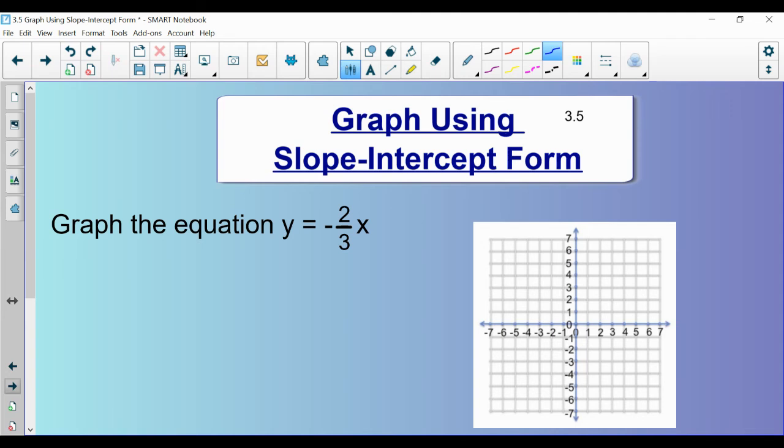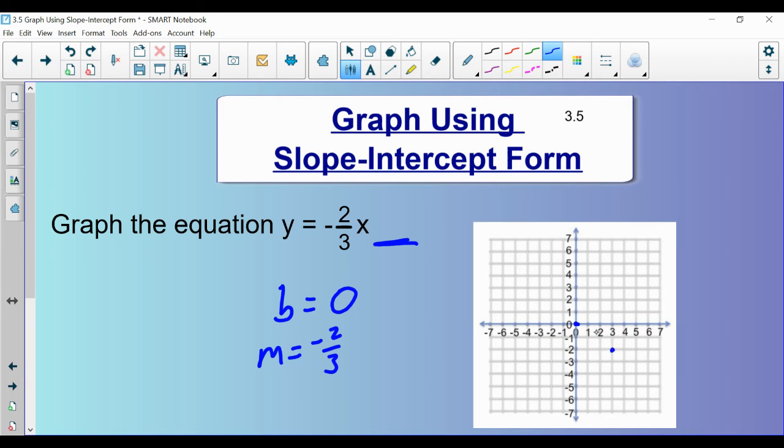Here's one more. This one is a little bit of a trick. It doesn't have anything that's being added or subtracted at the end. So the b value here is actually just going to be 0, and the m value is still going to be -2/3. So here's my y-axis. There's nothing being added, so the b value is 0, so the y-intercept is at 0. And then from this point at 0, I would rise -2, which would be go down 2, and then run 3. 1, 2, 3. Put a dot there.